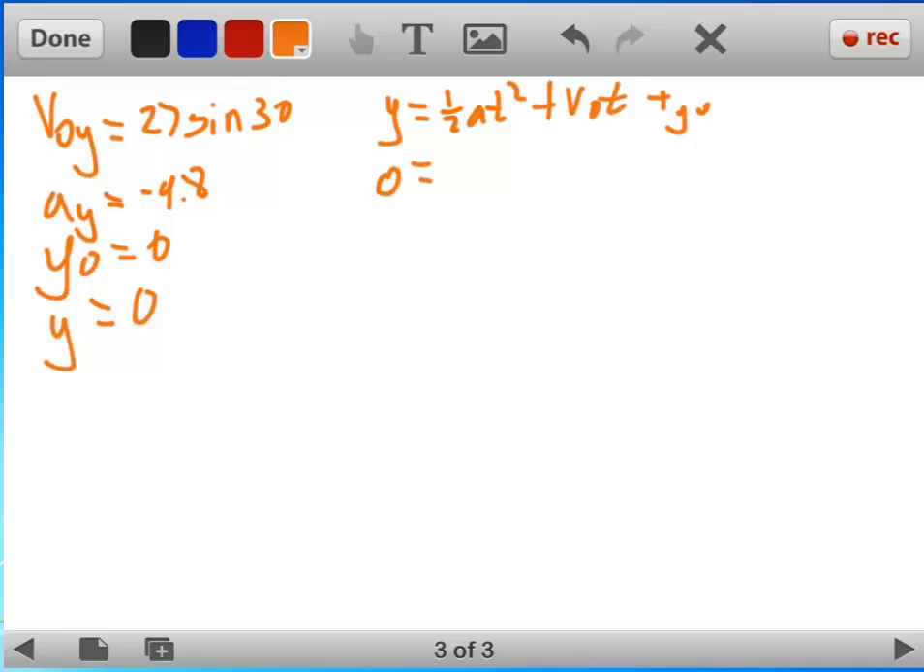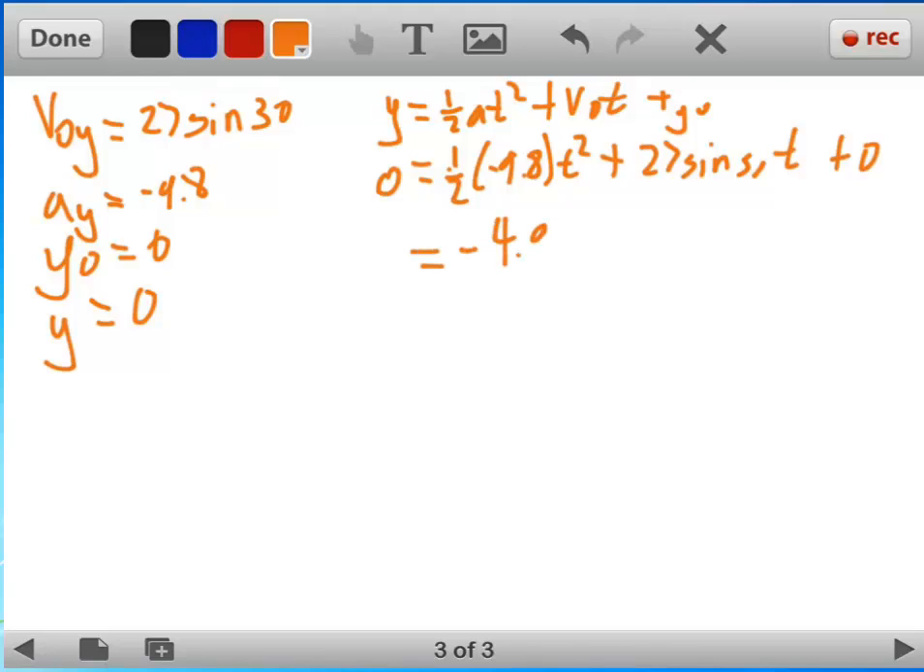Y is 0, negative 9.8 is acceleration, t squared, plus v naught, which is 27 sine 30, times t, plus y naught, which is just plus 0. Okay. So negative 4.9 t squared plus 27 times the sine of 30. Make sure your calculator is in degrees when you do this, but the 27 times the sine of 30 should be 13.5 t, and that equals 0.